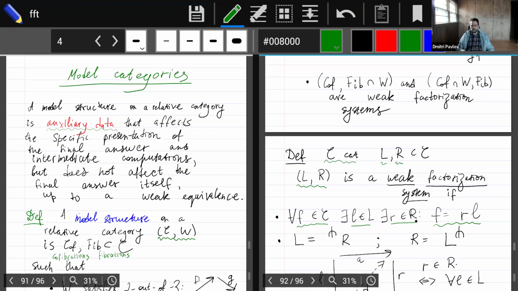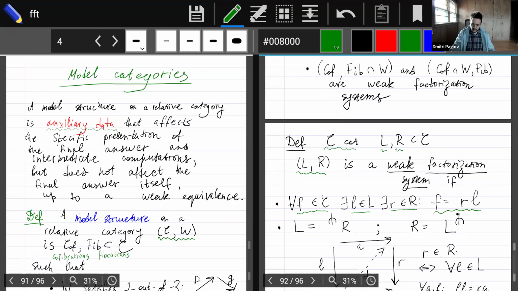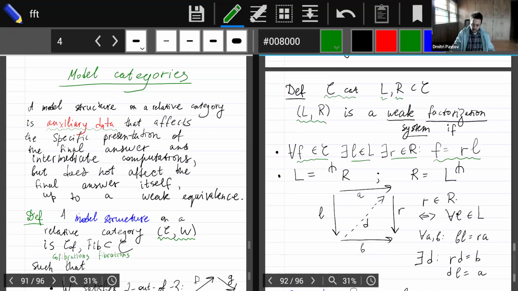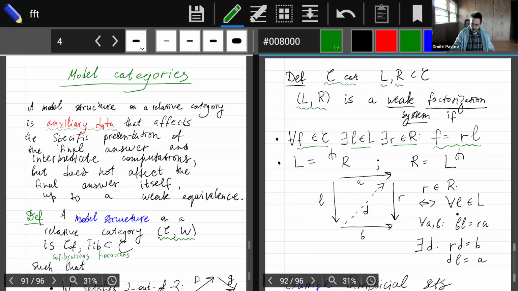That's what the factorization part stands for. Any morphism can be factored as a composition of a morphism in the left class and a morphism in the right class. And the other property is the familiar, I hope, lifting property from algebraic topology.